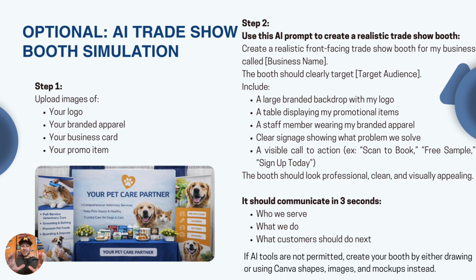They put all of that within the, I use ChatGPT, maybe they're using Perplexity or something else. Once they've put all those images in there, I have them use a sentence frame where they are noting that they want the AI to create a realistic front facing trade show booth for their business named, insert the name of the business. The booth should clearly target, insert the target audience, and it needs to include a large branded backdrop with their logo, a table displaying promotional items, a staff member wearing the branded apparel, clear signage showing what problem they solve, and a visible call to action, and it should look professional, clean, and visually appealing.